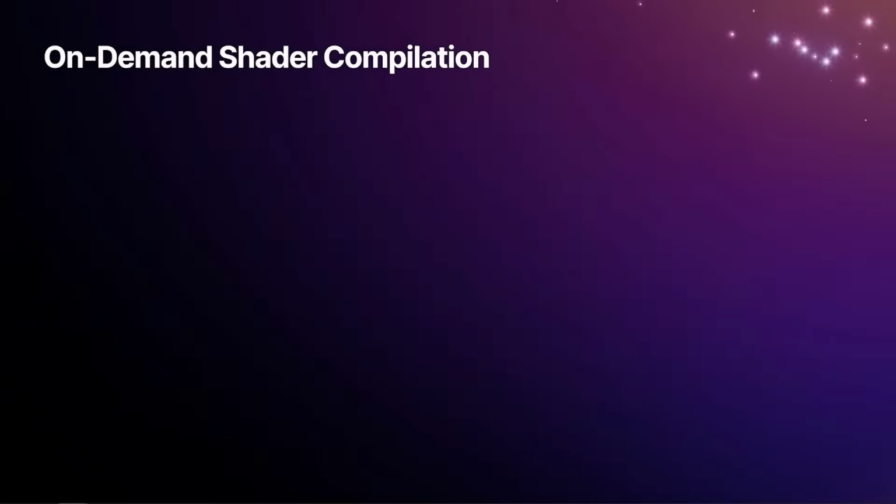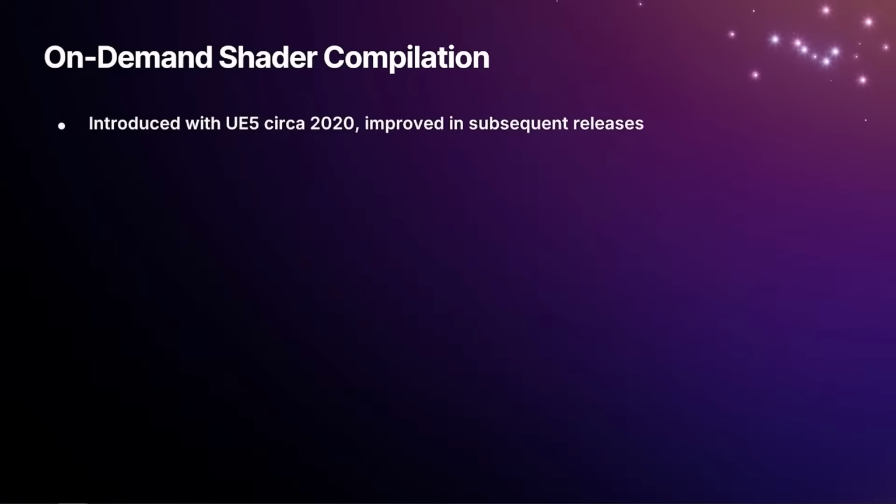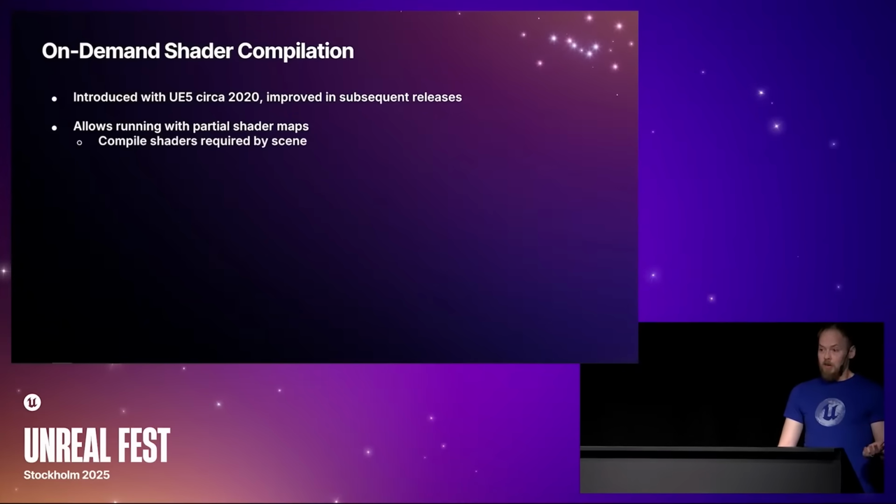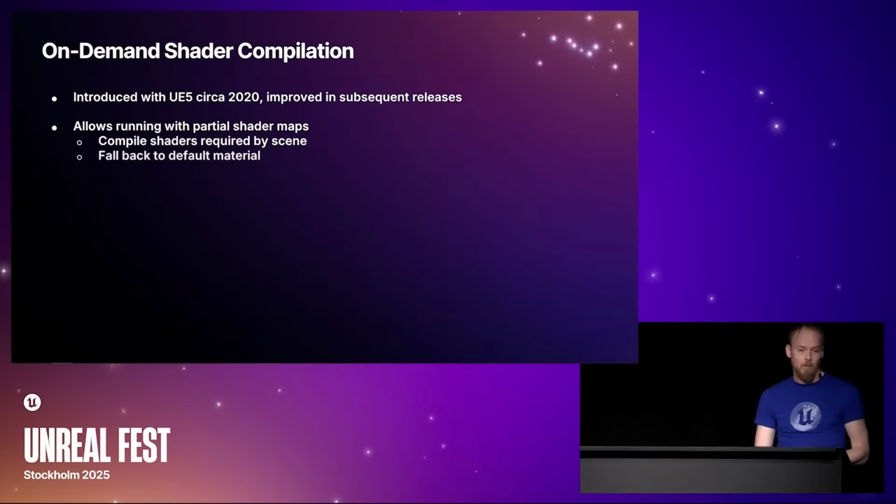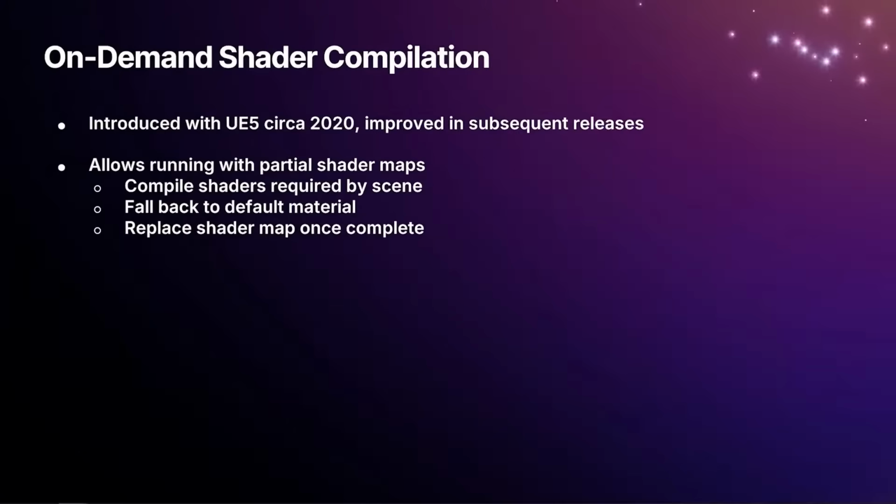Now, this is just a brief detour to talk about on-demand shader compilation. This came about in UE5. It, roughly speaking, allows you to run with incomplete and initially empty material shader maps in the editor. So only shaders required by the visible scene will be compiled when they're needed on demand. While this compilation is in progress, objects are just going to render with the default materials. Now, as the request is complete, we replace the shader maps and the render objects are invalidated and then pick up the new materials on the fly.